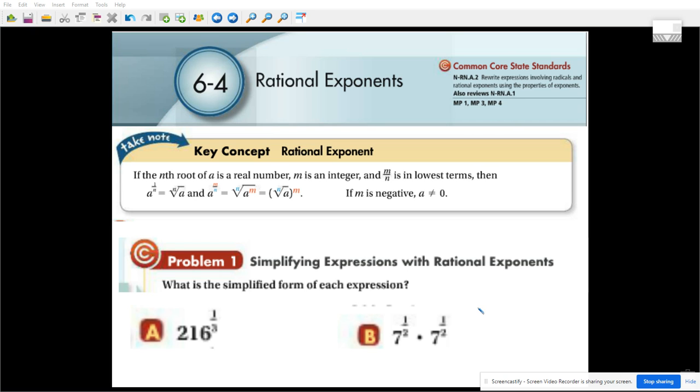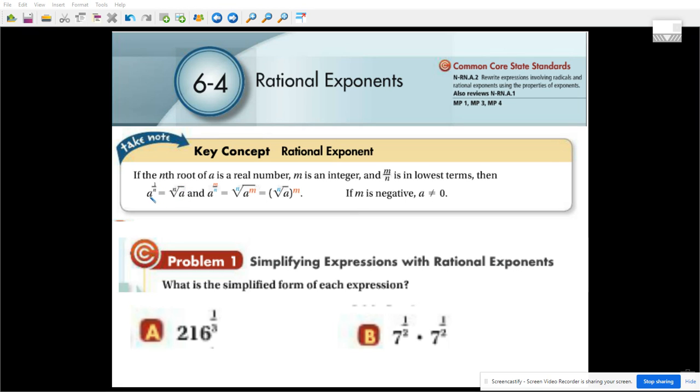Rational exponent 6.4 really is about rewriting and simplifying from exponential form to radical form, and radical form to exponential form, and really using whichever form helps us simplify or solve an equation or an expression here. So we've got this key concept that says if the nth root of a is a real number, m is an integer, and m over n is in its lowest terms, then a to the 1 over n power equals the nth root of a.